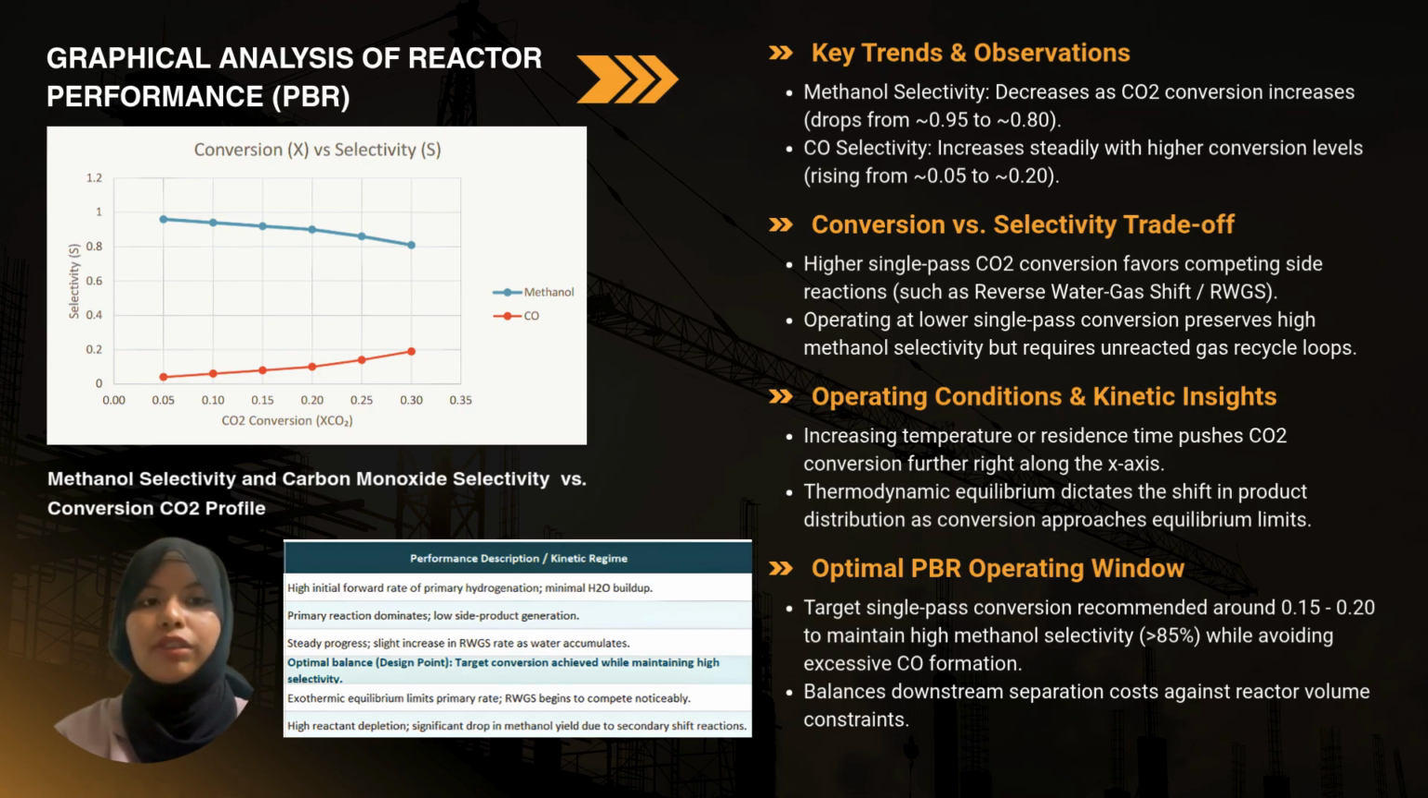Pushing single pass conversion higher via higher temperature or longer residence time promotes side reactions that form unwanted carbon monoxide instead of methanol. So this presents a classic trade-off where at high conversion we sacrifice selectivity, while low conversion increases gas recycle burdens. To optimize this, we identify a target design point at 20% single pass conversion, where conversion of carbon dioxide is 0.2. Here we preserve a high 90% methanol selectivity while capping carbon monoxide selectivity at 10%. Coupled with our recycle load, this achieves a high overall efficiency without compromising purity.